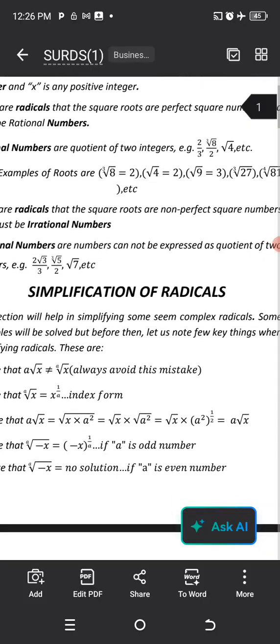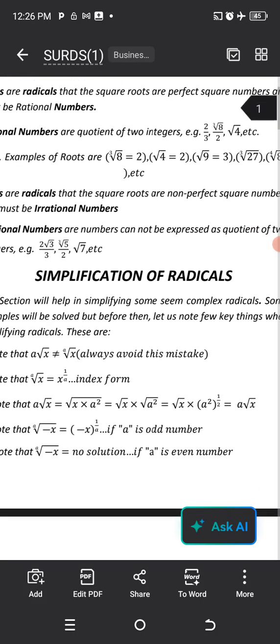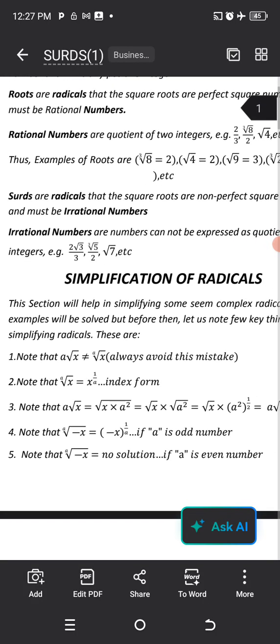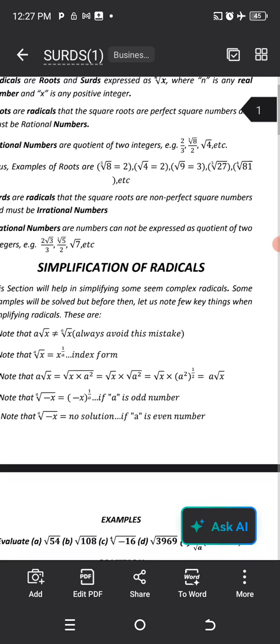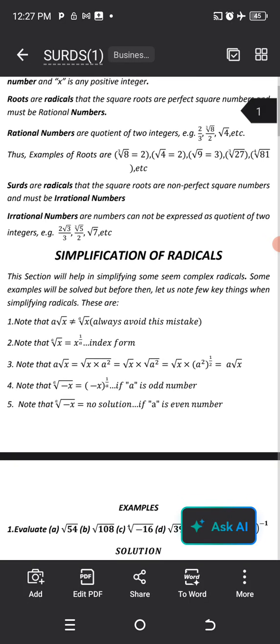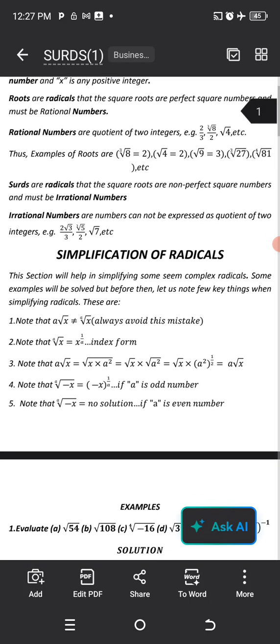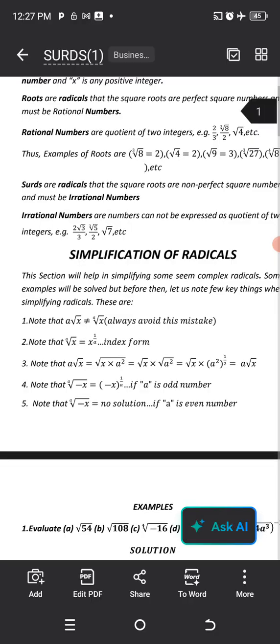Surds are radicals whose square roots are non-perfect square numbers and must be irrational numbers. And what are irrational numbers? Irrational numbers cannot be expressed as a quotient of two integers, such as 2 square root of 3 over 3, cube root of 5 over 2, square root of 7. Let me give you this clue: all the square roots of prime numbers are surds.